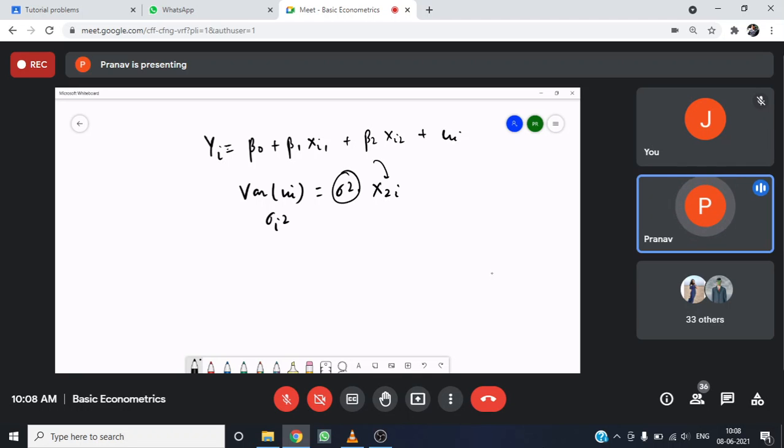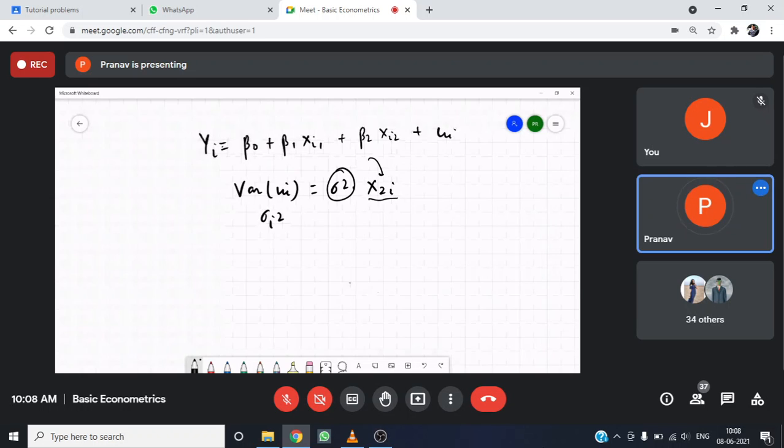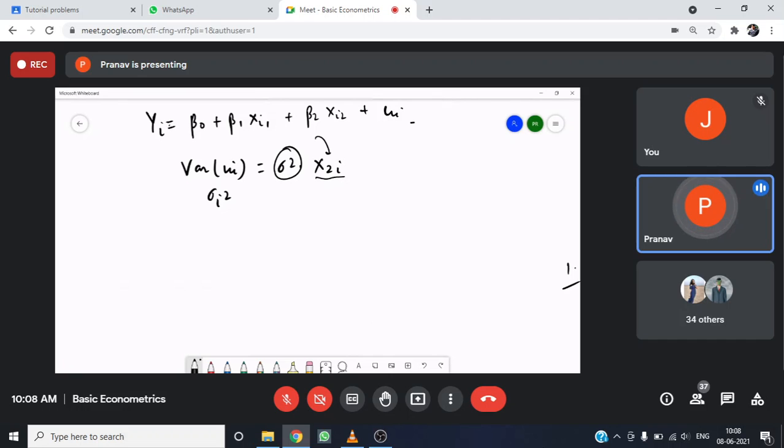And this is a multiplicative constant, your sigma square multiplied by this x2i. So how do we actually go about it in this case? If I run a usual OLS in the presence of heteroscedasticity, we have discussed the possible consequences. Your OLS estimators will no longer be efficient, and the estimated standard errors will be biased, so that your usual test of significance stands invalidated. So these are the possible consequences.